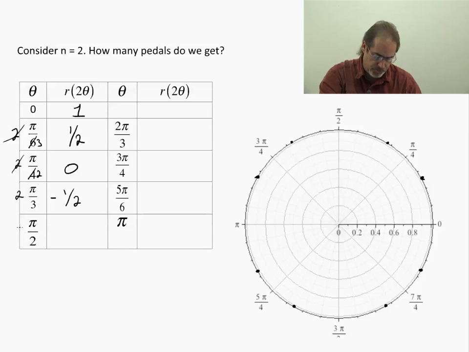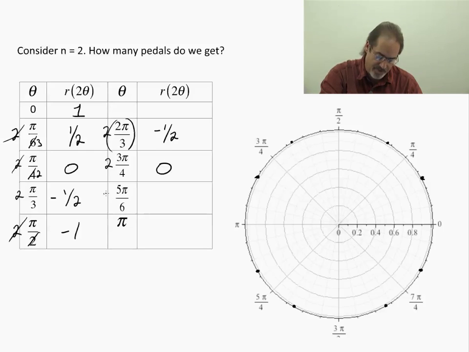At pi over 2, 2 times pi over 2 is pi, so that's a negative 1. At 2 pi over 3, I'll have 2 times 2 pi over 3, that's 4 pi over 3. And cosine of 4 pi over 3 is negative 1/2. At 3 pi over 4, I have 2 times 3 pi over 4, which is 3 pi over 2. Cosine is still 0. At 5 pi over 6, I have 2 times 5 pi over 6. Obviously, the 2 is going to cancel and give me 5 pi over 3. And at 5 pi over 3, cosine is a half. And at pi, I really have 2 pi, so cosine is 1.